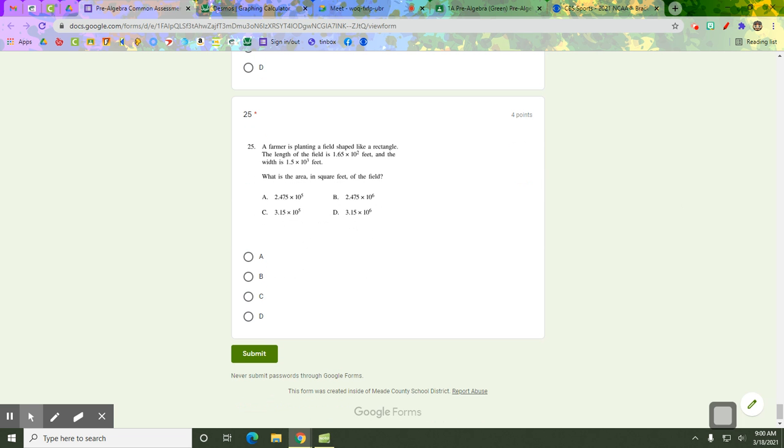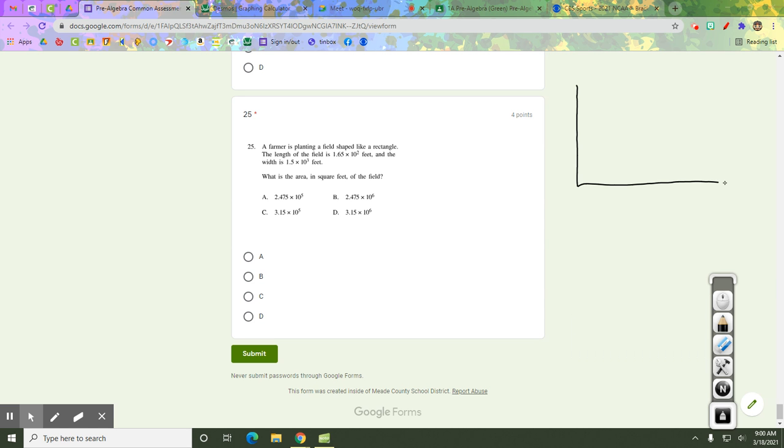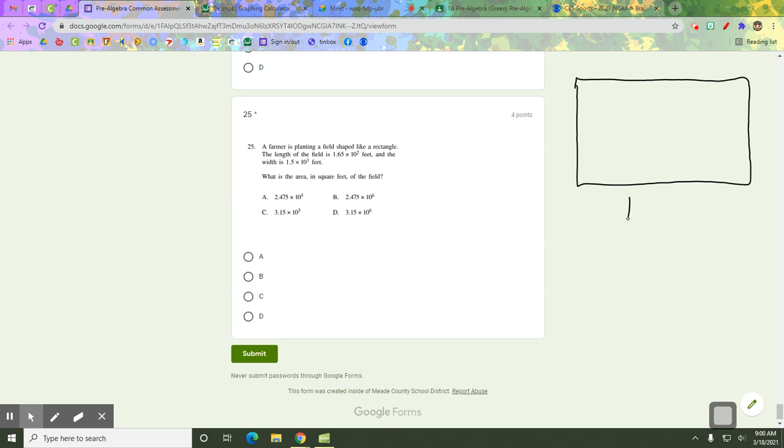And my last one, a farmer is planting a field shaped like a rectangle. So for these types of problems, a lot of you need to draw a picture because some of us do not do well at visualizing this. The length of the field is 1.65 times 10 squared. The width is 1.5 times 10 cubed. What's the area in square feet of the field?